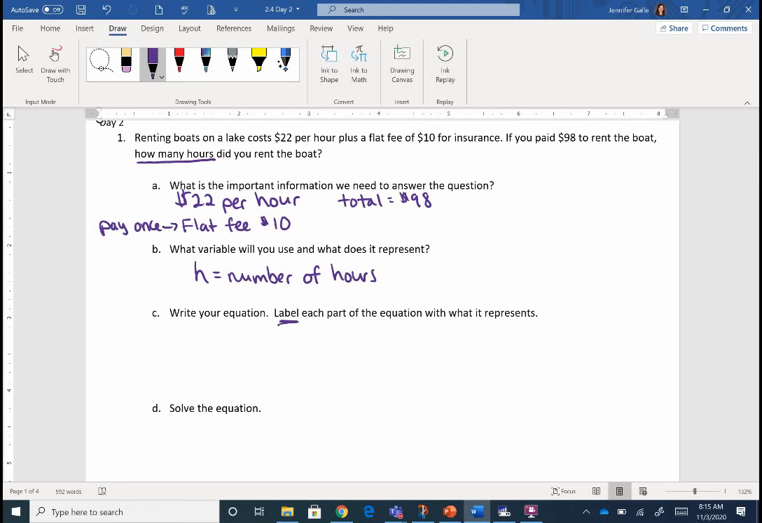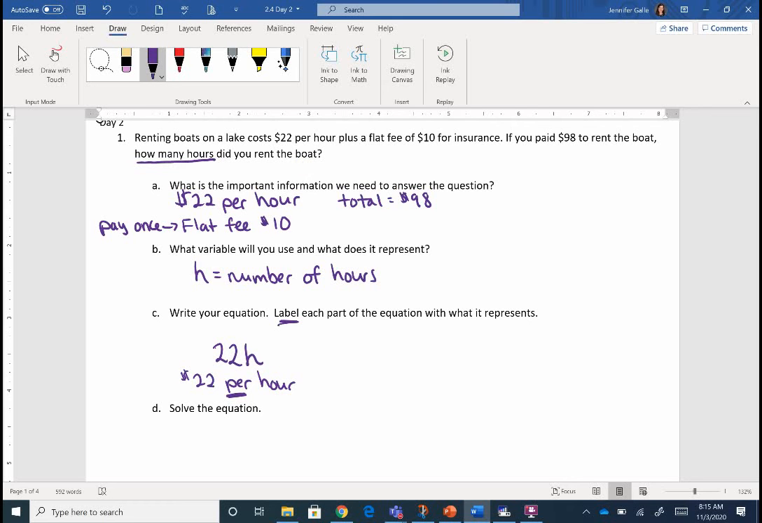The first part says we have $22 per hour. That's the first key part, $22 per hour. Does anybody know what that keyword per means? Does that mean we add, subtract, multiply, divide? What does per mean? Multiply. Per means we multiply. So we're going to have $22, and then what are we using to represent hours? We're using H.